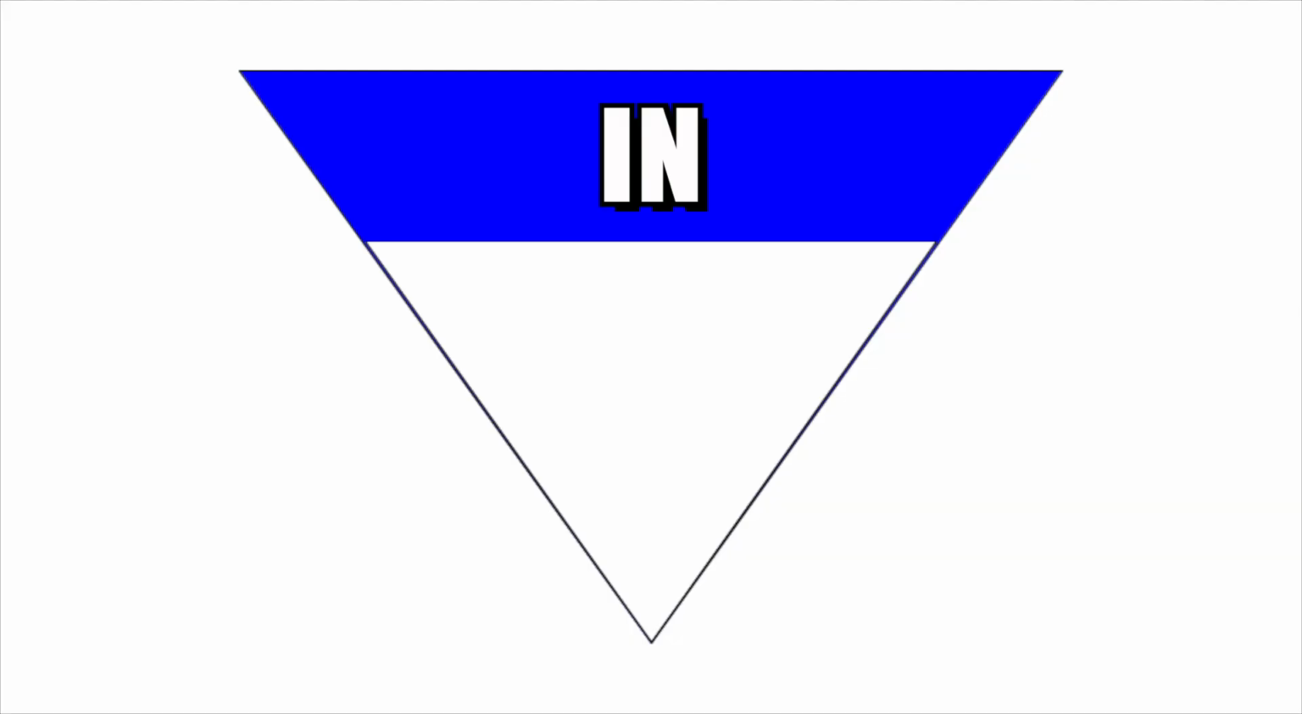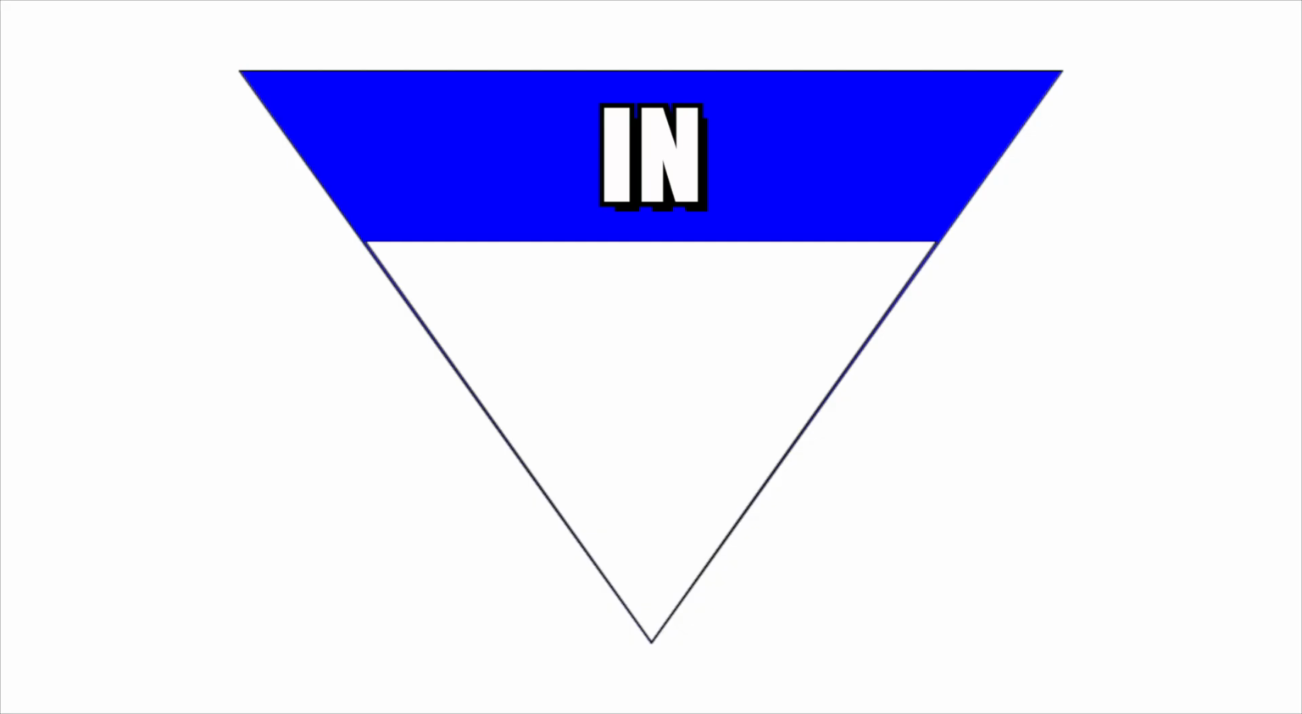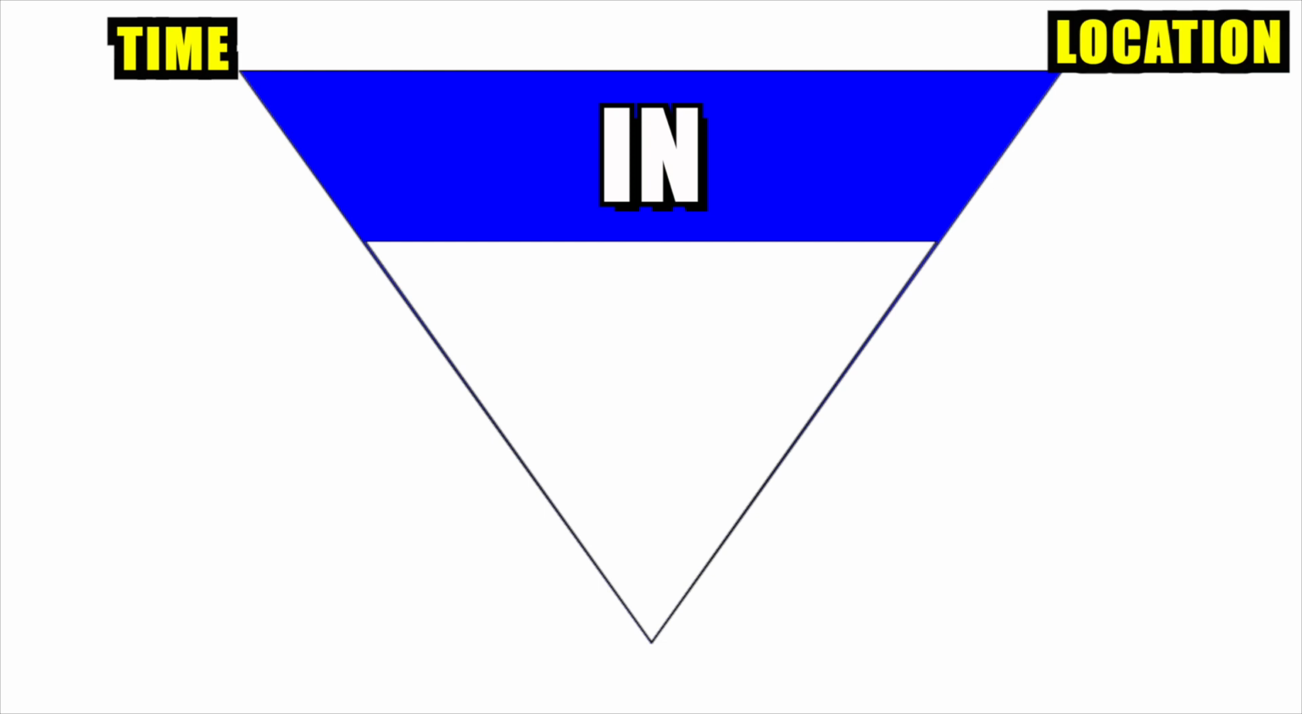So a good way to remember in, on, and at is by thinking of an upside down triangle, okay? So at the top of the triangle, we have the most general word, and that is in. So we use in when we talk about general things and bigger things. Now I'm going to explain what I mean by that. So we're going to break these into time and location, okay?